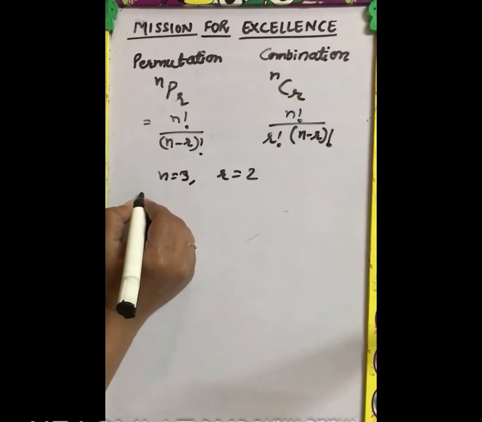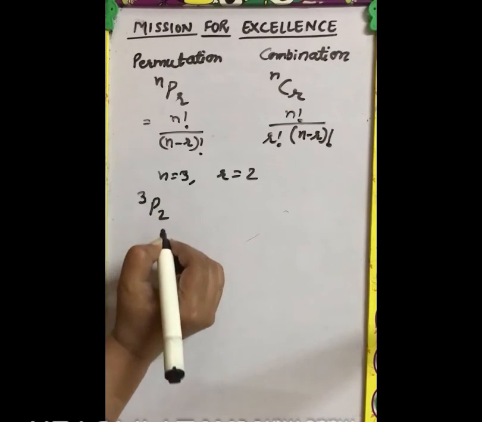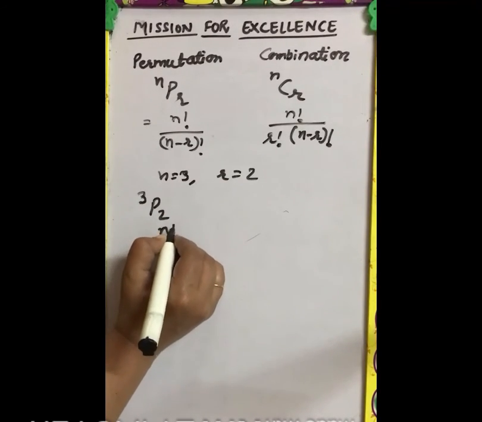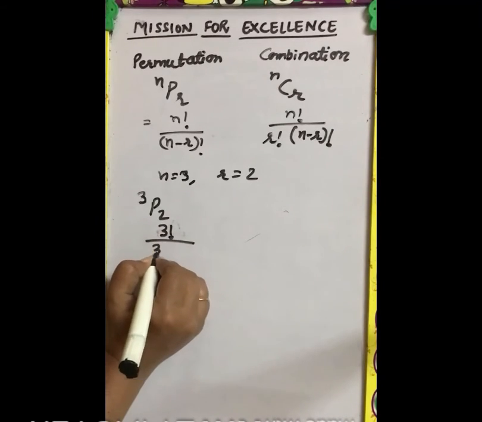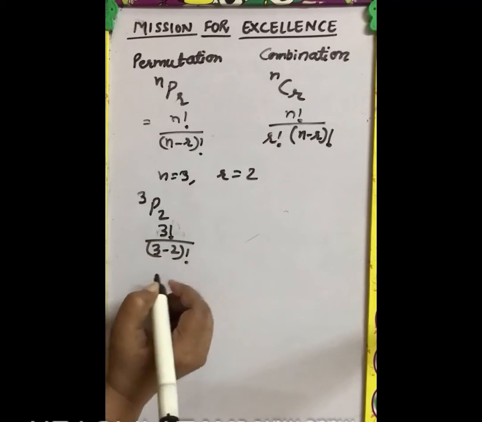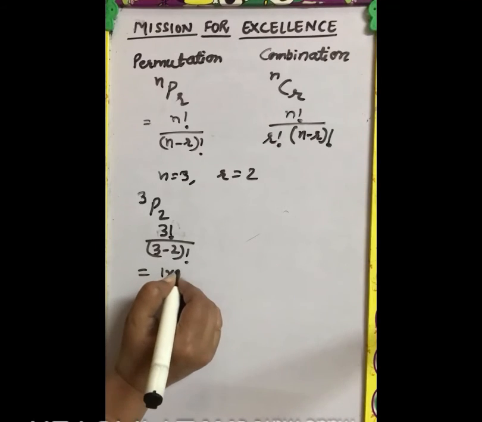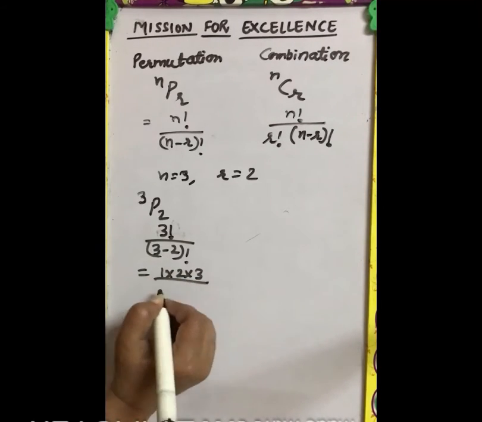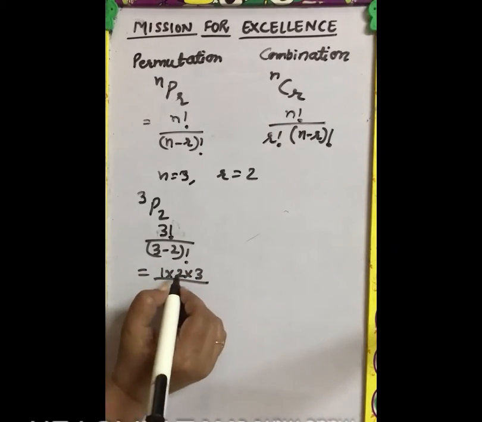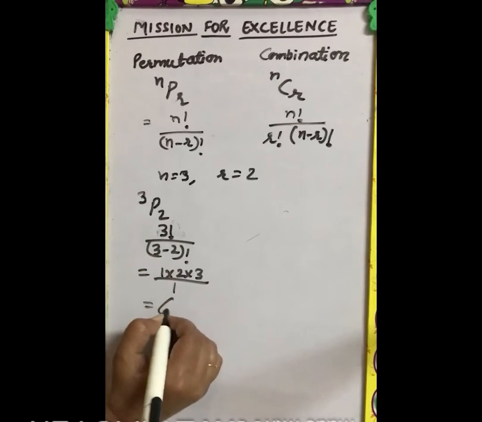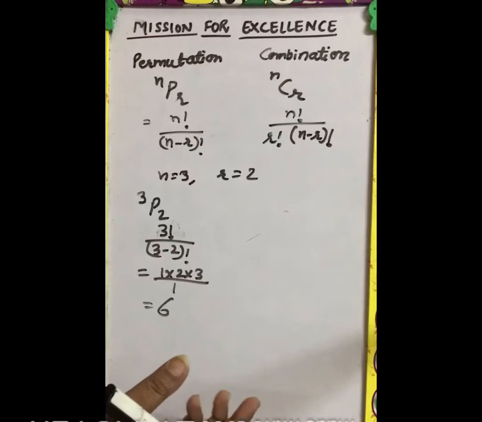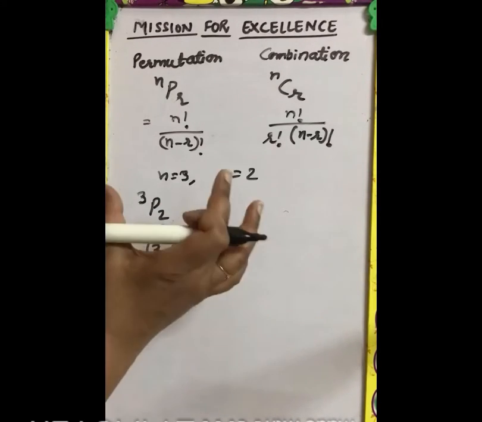So for nPr, first we are calculating the permutation 3P2. Let us write here 3 factorial upon (3 minus 2) factorial. So 3 factorial is 1 into 2 into 3, and (3 minus 2) factorial is 1 factorial. So 1 factorial is only 1, so the answer will be 6. And you have seen in the example that there were 6 types of arrangements in making the flags.